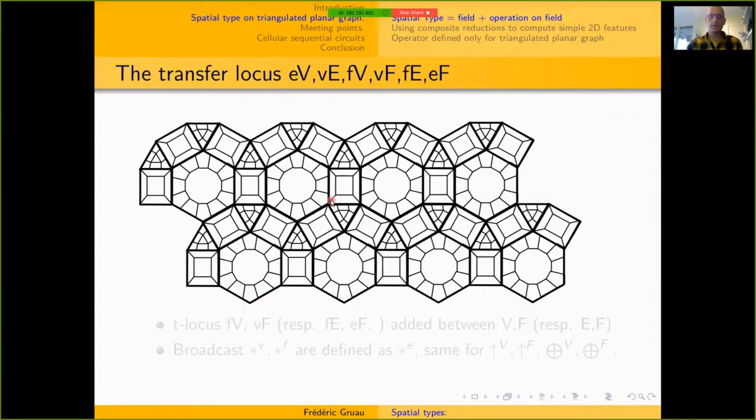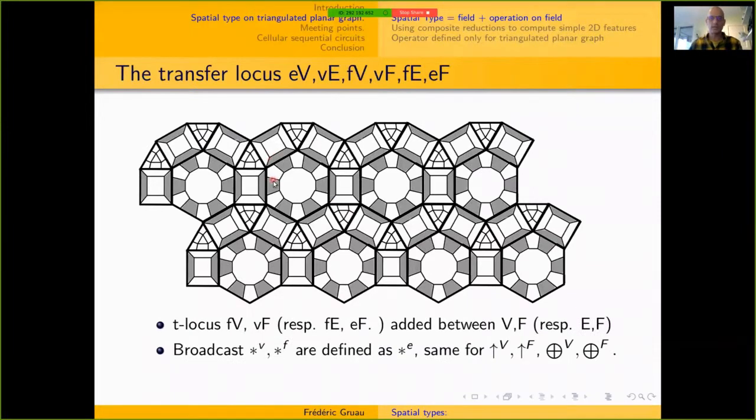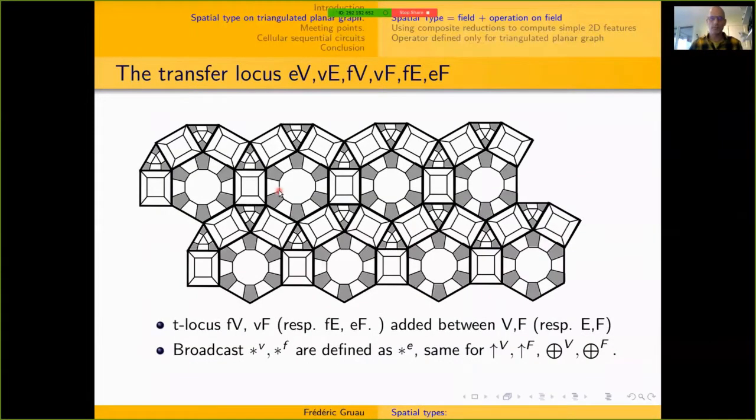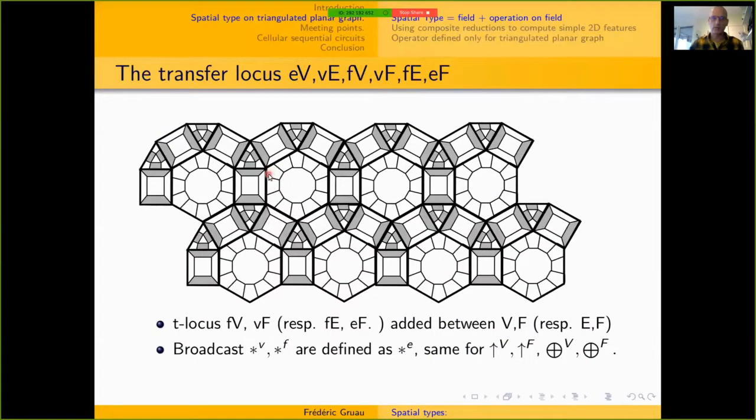We have the EV and VE that we've just seen that allow communication between vertex and edge. We also have VF and FV transfer to communicate between vertex and face, and also FE and EF to communicate between face and edge. So the whole situation is symmetric, and we have broadcast and transfer, which are also symmetric.